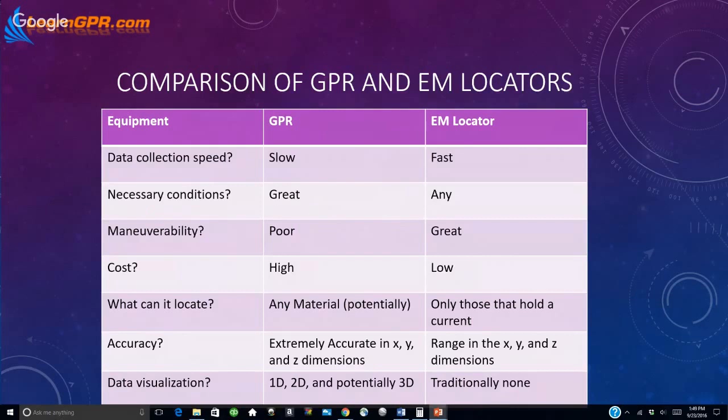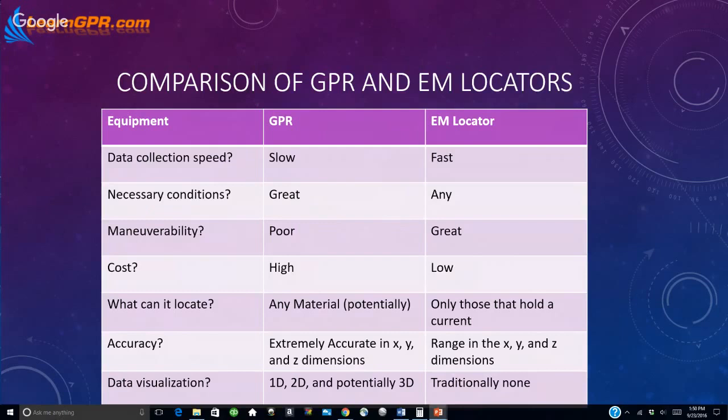Costs. GPR currently costs more than EM locators. Locators may cost a couple thousand dollars, $3,000, $5,000. GPR can cost anywhere between $12,000 and $36,000, and it's obviously a higher-priced technology as of right now, and probably will stay. But the costs are coming down significantly for GPR.